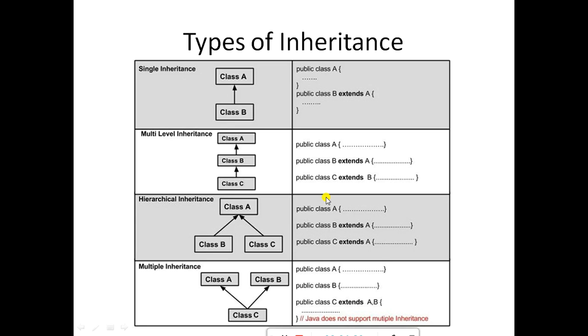Now we know that there are different types of inheritance: single, multi-level, hierarchical, multiple, and in this way you can see the implementation of these classes in real time. But Java doesn't support multiple inheritance, that is, I cannot have public class C extends A comma B. So Java has provided us a feature called interfaces, and multiple inheritance can be achieved with the help of interfaces.